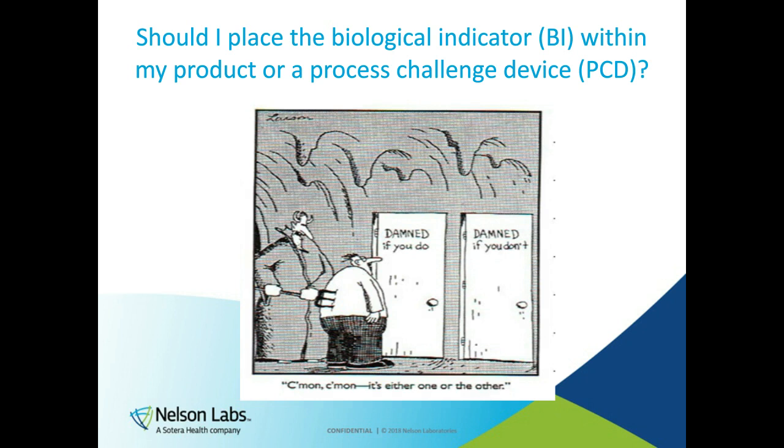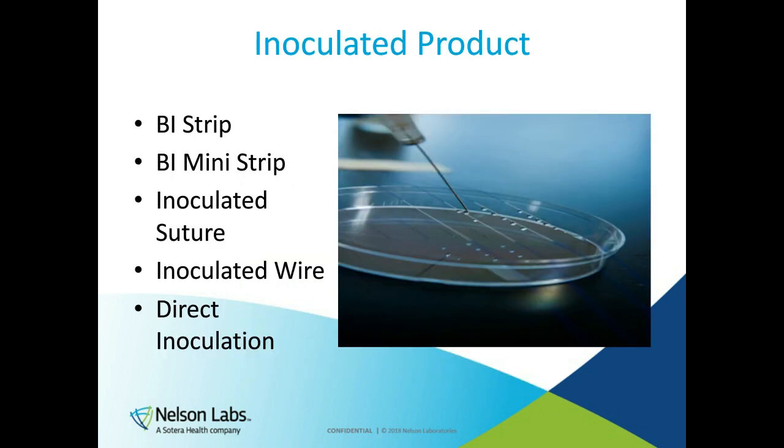When inoculating product, we will seed the product with a BI strip that will be from a third-party manufacturer. We will either inoculate sutures, wires, or the product itself directly with a third-party manufactured inoculum. We try to use the manufactured biological indicators first, as there are some known inconsistencies when using spore inoculum, and we try to avoid the use of spore inoculum to avoid those known inconsistencies.